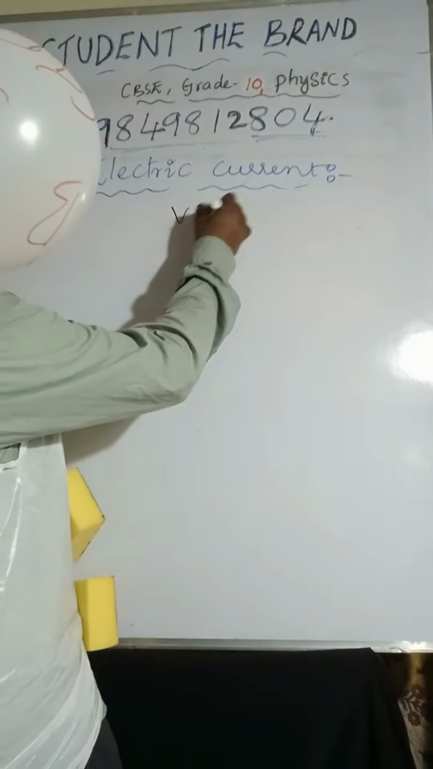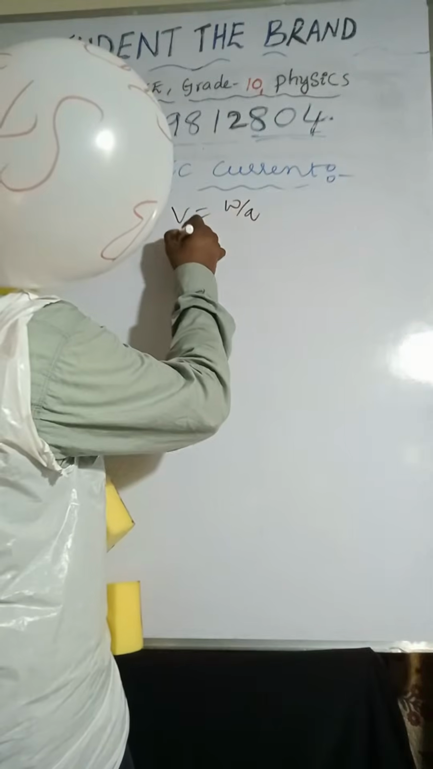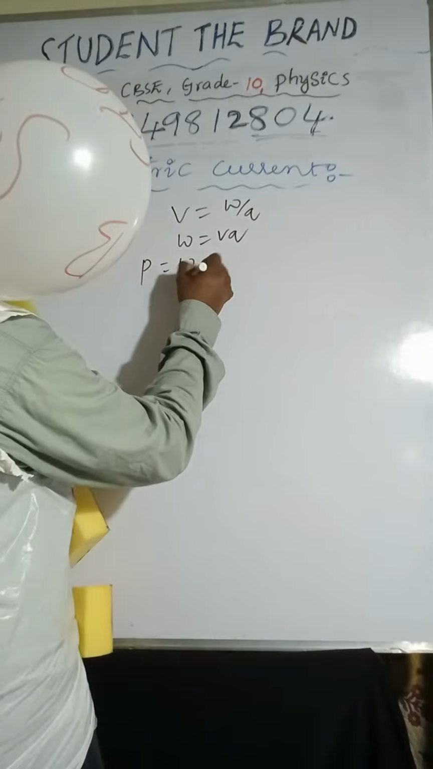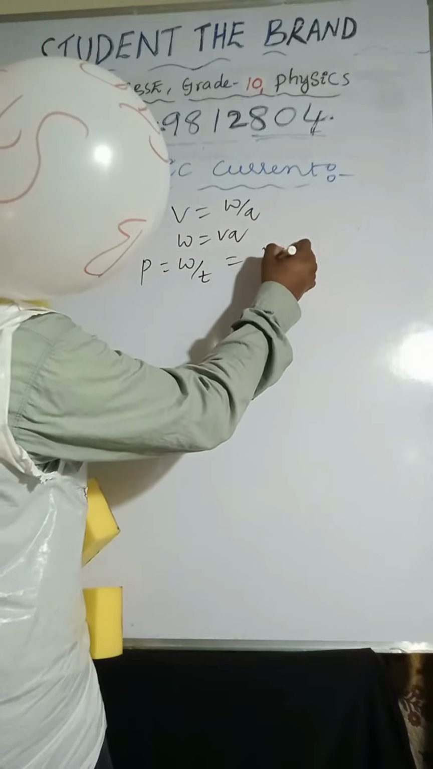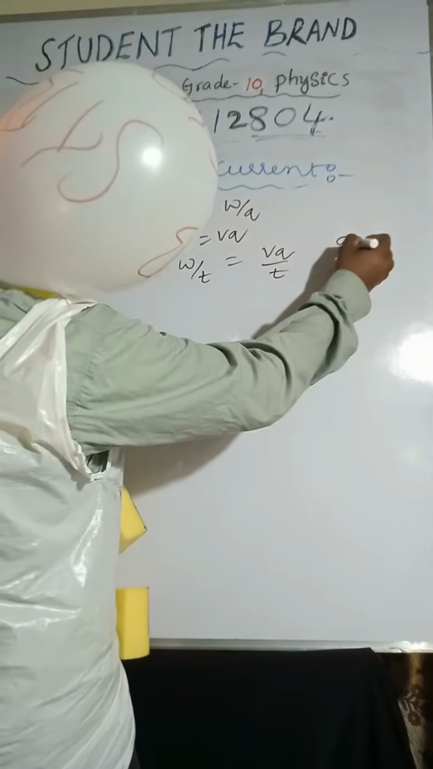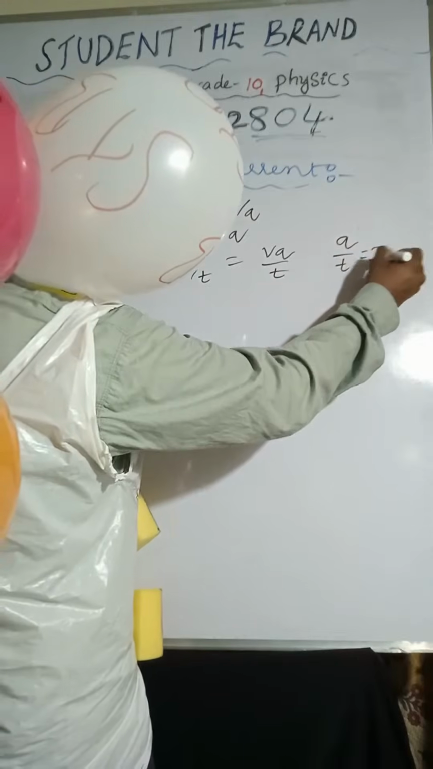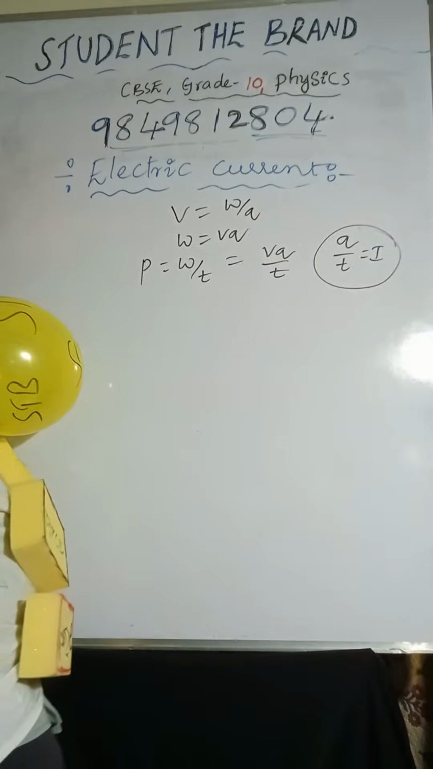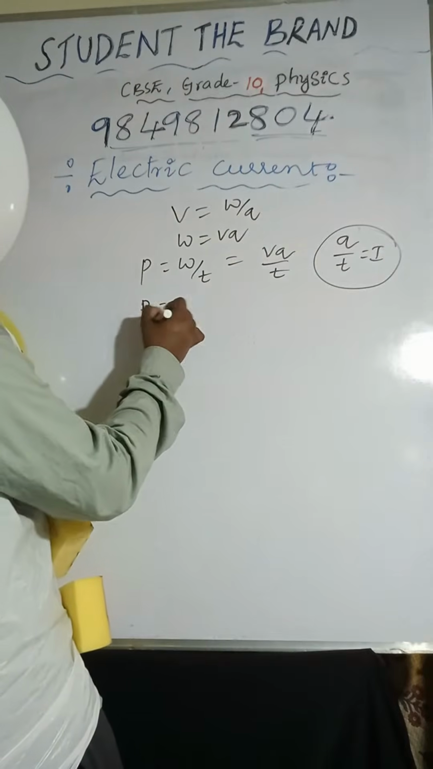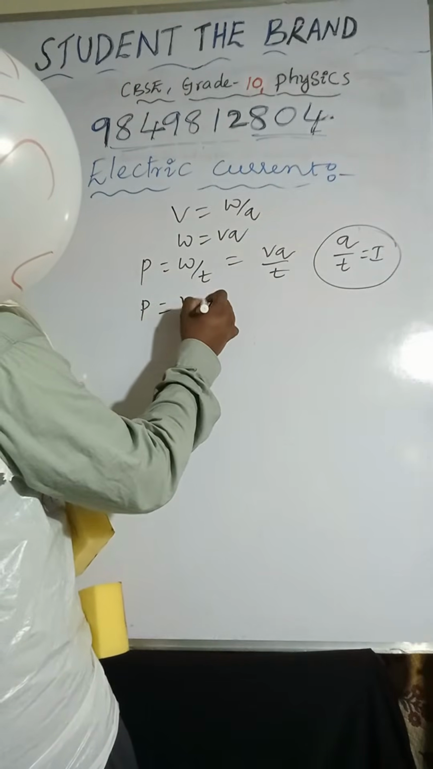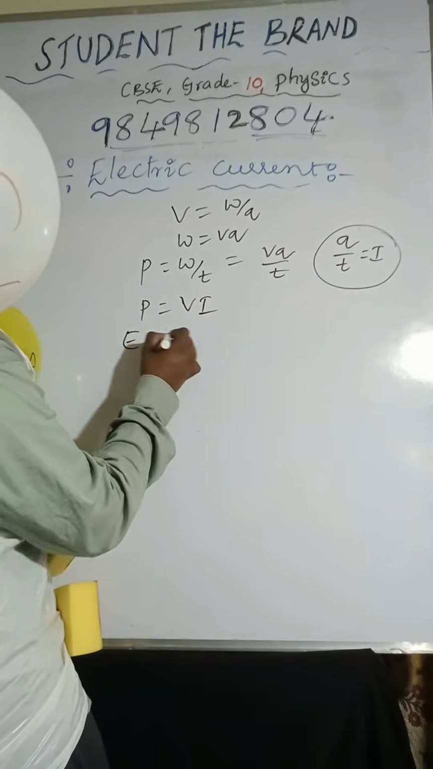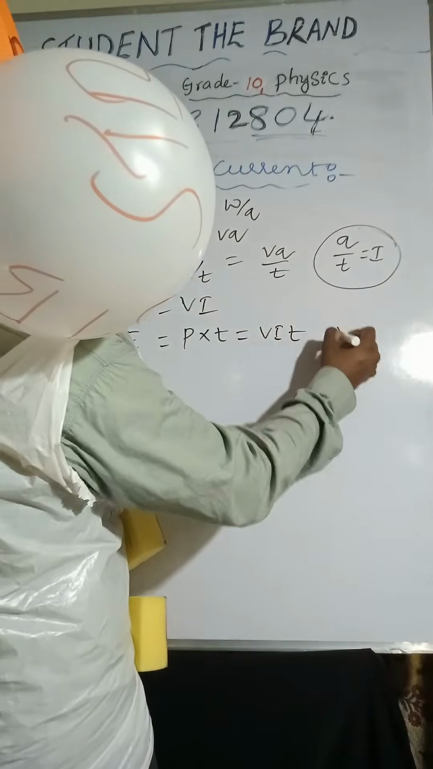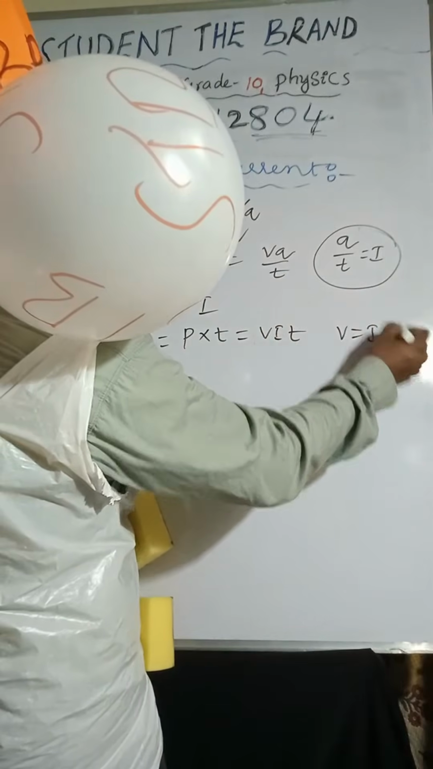V equal to W by Q. W equal to V into Q. Power equal to rate of doing work, VQ by T. So Q by T is current. Then we can take P equal to VI. So energy given to the conductor is P into T, VI into T. So we know V equal to IR.